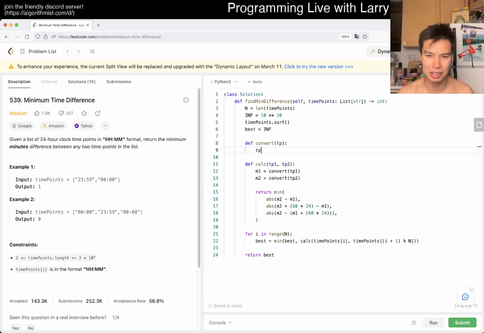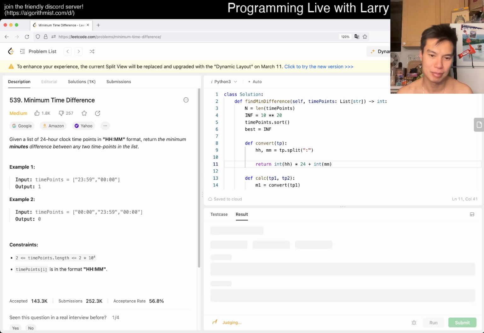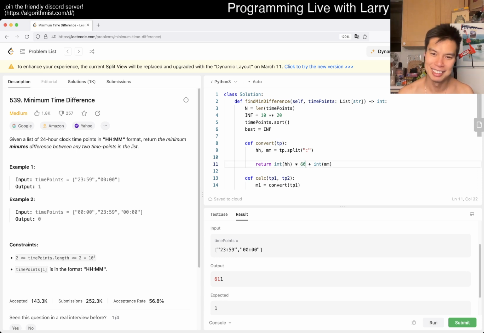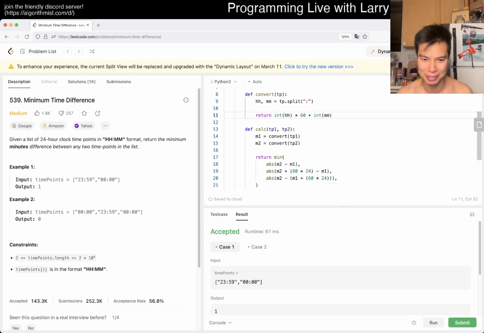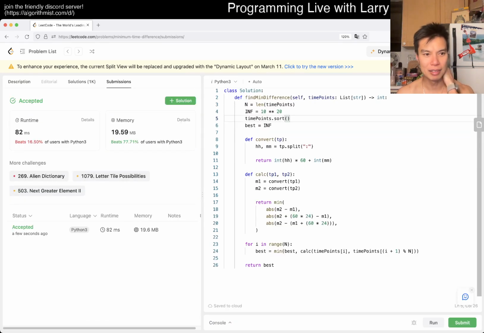Then maybe we just split on this thing with hour, minute, and then we can just return the hour times 24, I mean 60, what am I doing? But yeah, something like that. How did I get 611? Oh, yeah. Did I do it right in the other place? Yeah, I guess I kind of did it right in the other place, but because the order doesn't matter. But that is just a silly typo, really. And yeah, pretty straightforward.